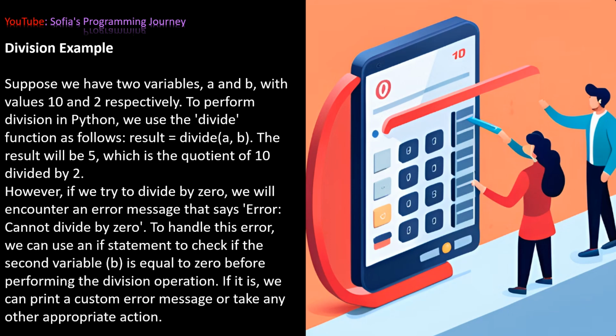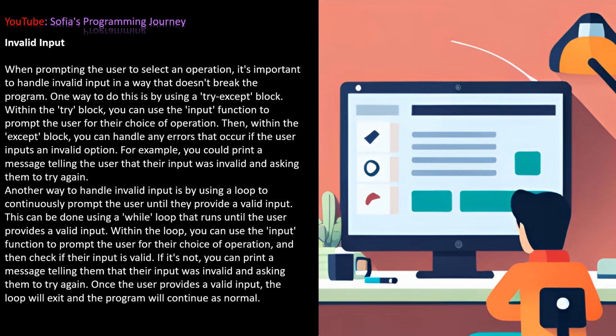However, if we try to divide by 0, we will encounter an error message that says "Error, cannot divide by 0." To handle this error, we can use an if statement to check if the second variable, b, is equal to 0 before performing the division operation. If it is, we can print a custom error message or take any other appropriate action.